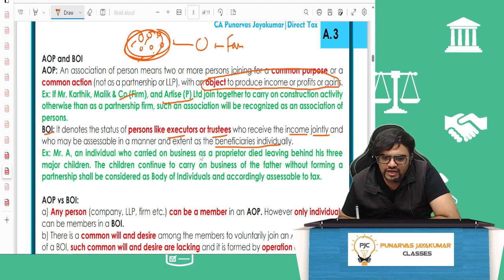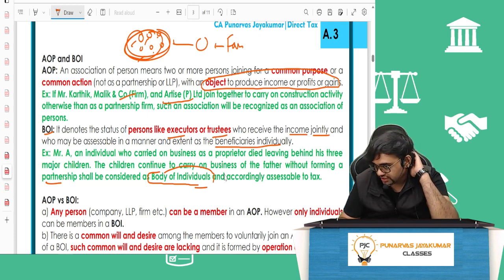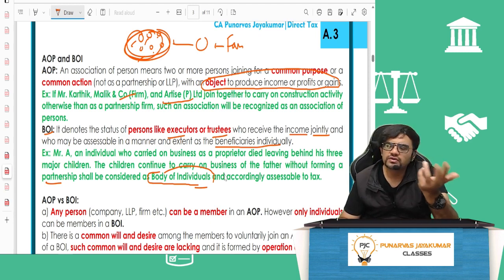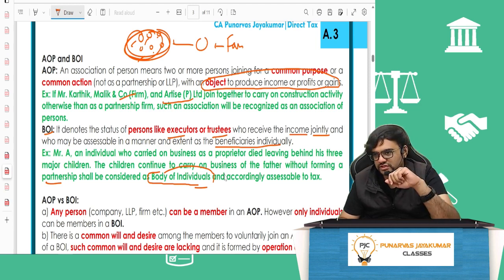If you see Mr. A, an individual who carried on business as a proprietor, died, leaving behind his 3 major children. The children continue to carry on the business of the father without forming any partnership or anything like that. It will obviously be considered as what? Body of individuals. Father's business, that property, let's say a rental business. Now children are taking care, they are getting income share, and they have not converted into a partnership. If you have not converted to a partnership, what will it be? Body of individuals. Income tax will charge everybody and everything. No mercy.